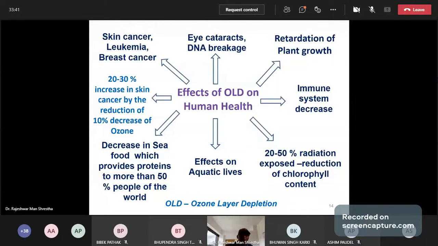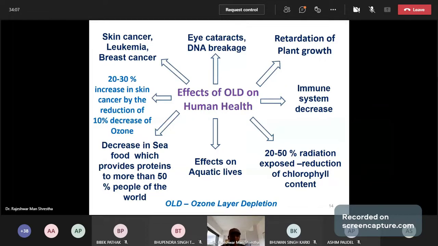Now, the effects of depletion of the ozone layer. Ozone layer depletion affects human health: skin cancer, blood cancer, and breast cancer. Then clouding of the eyes, eye cataract. Then breaking of DNA. You know that. Then plant growth is decreased. Why is plant growth decreased?